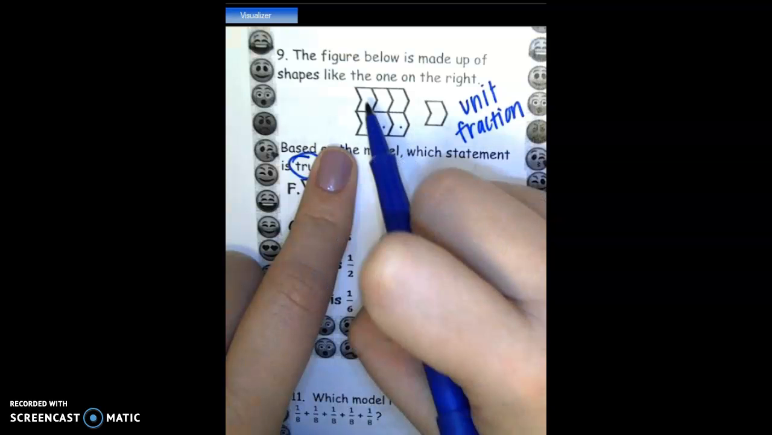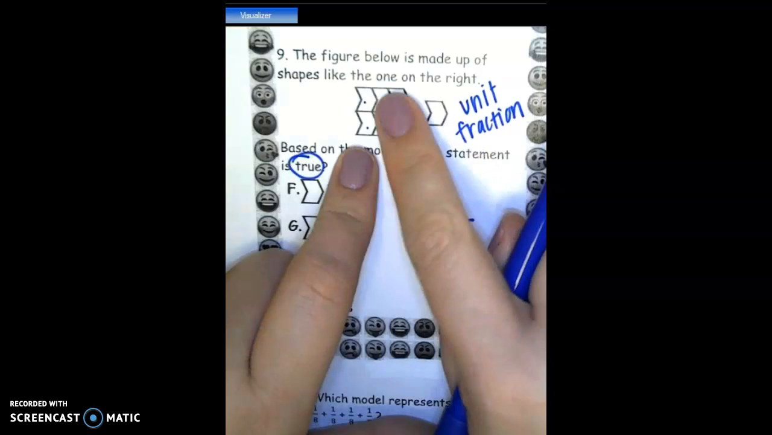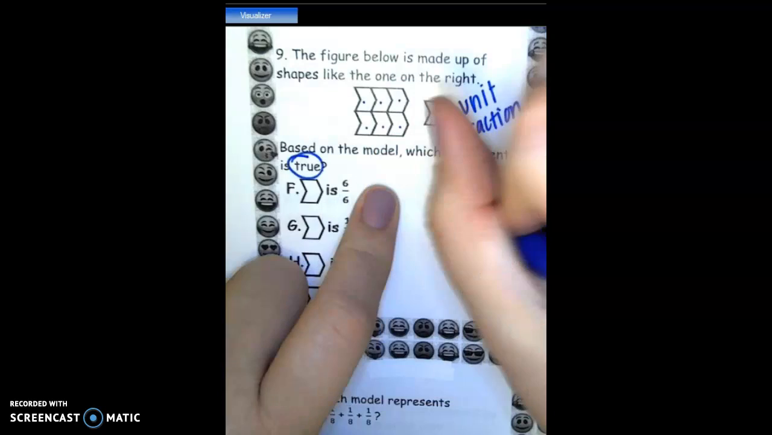1, 2, 3, 4, 5, 6. So my denominator is 6 because there are 6 total pieces in my whole. They are all the same size. One of them would be 1/6.